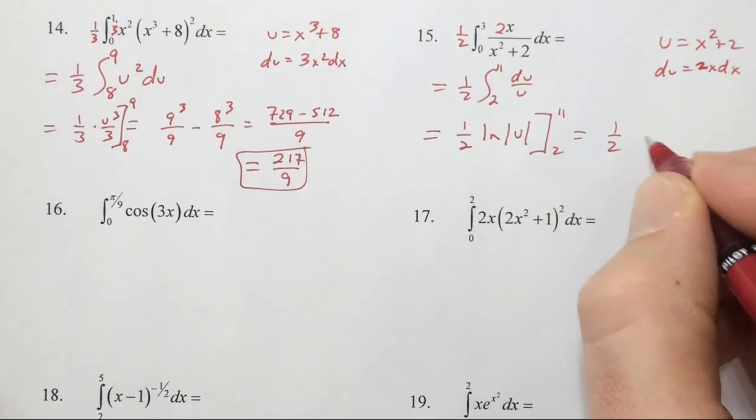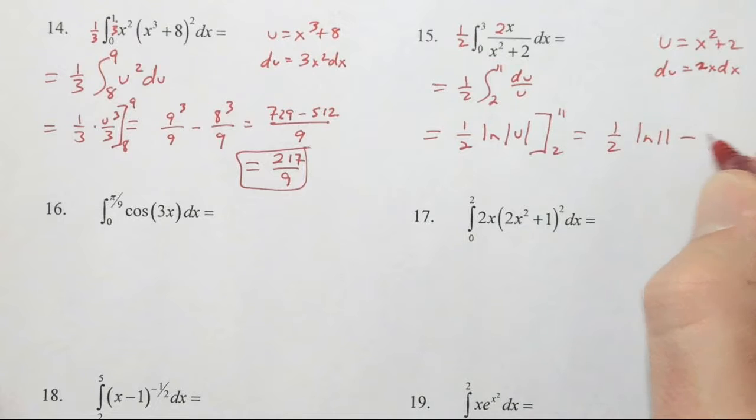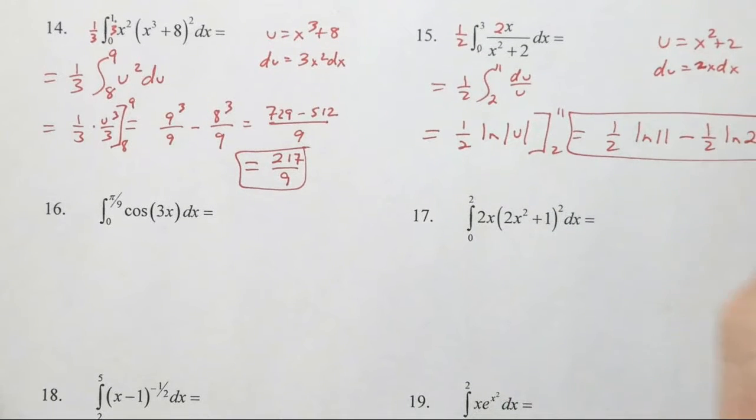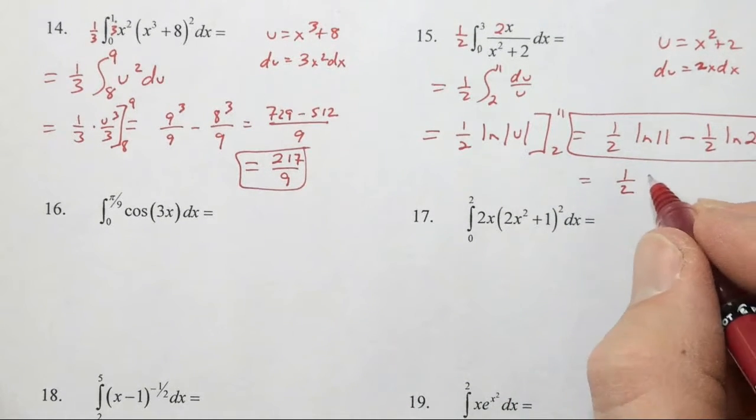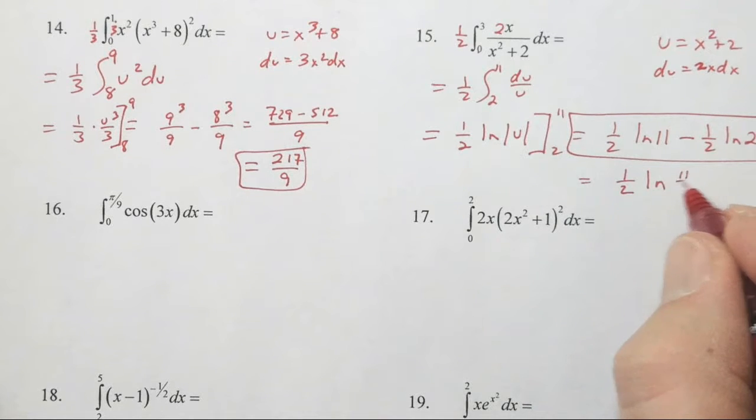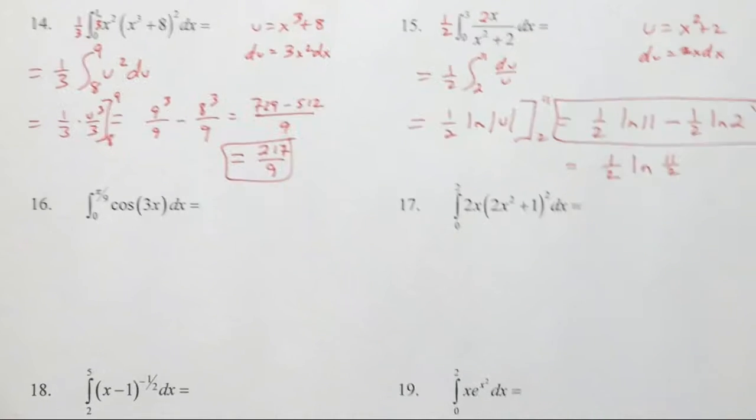So we have 1/2 the natural log of 11 minus 1/2 the natural log of 2. That answer is fine. If you remember your log properties, you could also write this as the natural log of 11 over 2 with the 1/2 out front.